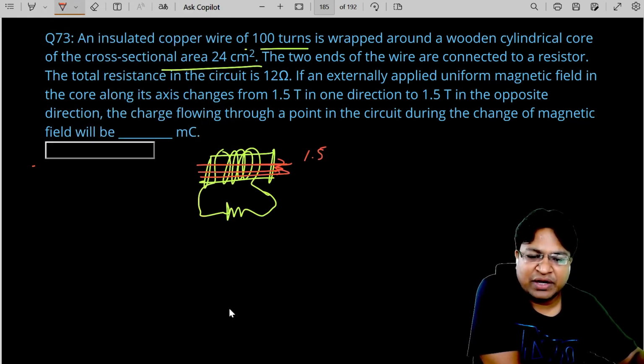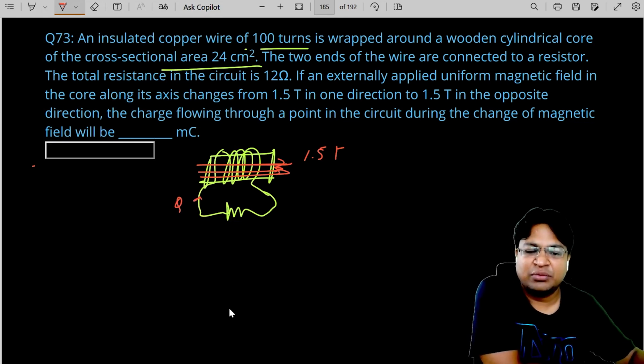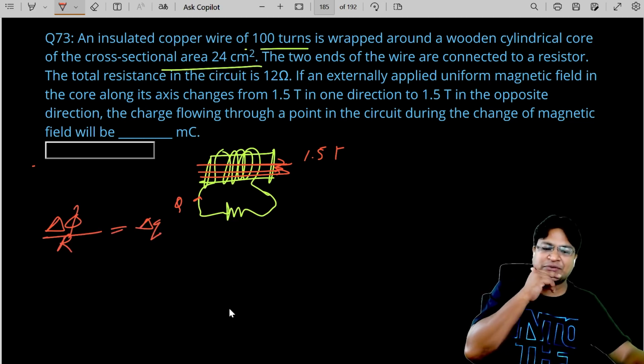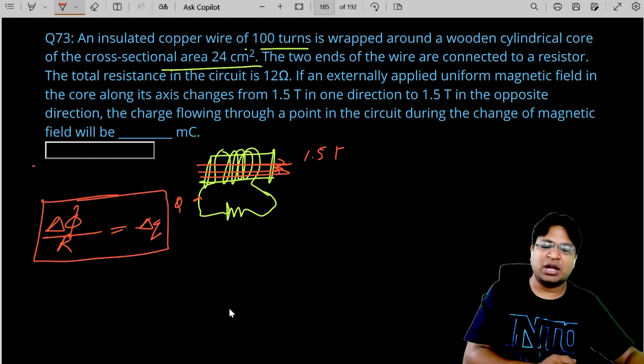Okay, from 1.5 Tesla in one direction to 1.5 Tesla in the other direction. We want to know how much charge will flow. Now, guys, to do this question, there is a formula: the change in flux divided by resistance gives us the charge flown through the circuit. Okay, so this is a formula that you're going to use.